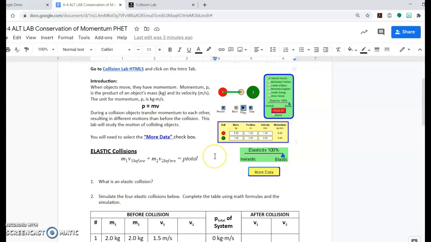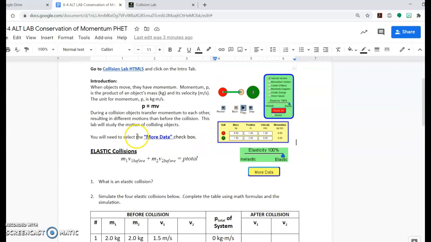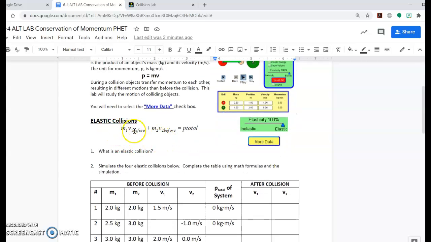So again, the objective is to understand more about momentum, where p is equal to mv, and understand elastic and inelastic collisions. So for elastic collisions, you start with an initial mass and velocity before, plus the initial mass and velocity after, and you're going to end with a mass and velocity total here. Okay, it's going to be a little bit different from what we have shown in class, but basically it's following the exact same format.